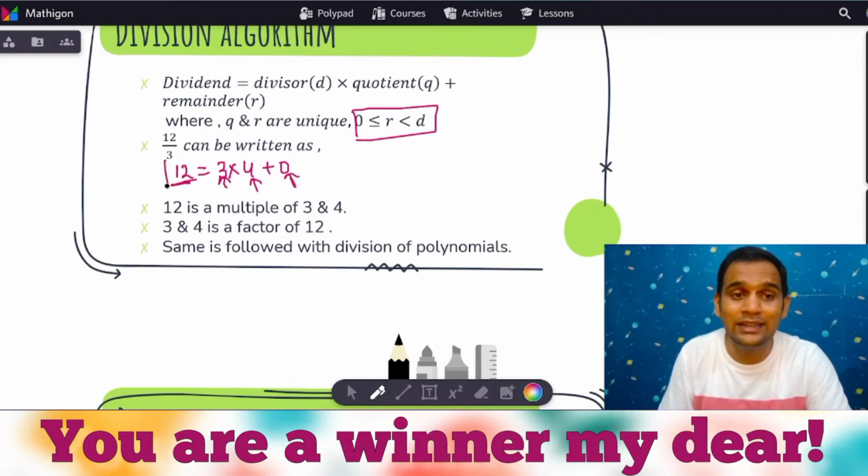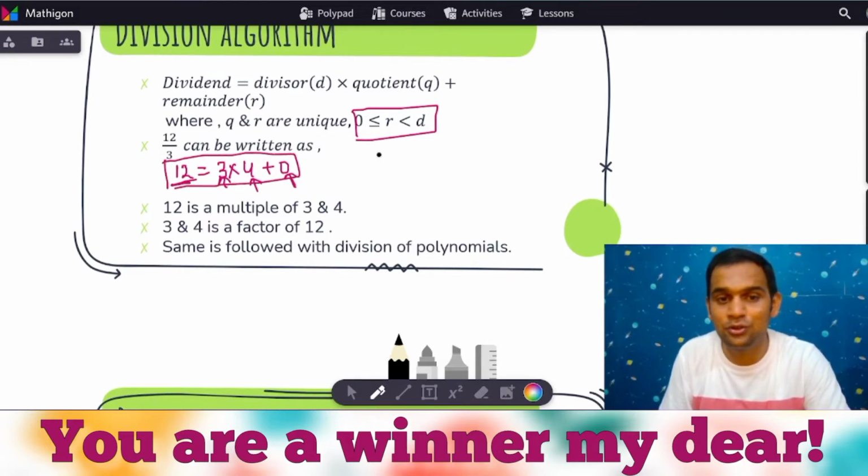Now, once we write like this and the remainder is 0, so I'll write it a little neatly. 12 equals 3 times 4. Can I write it like that? So what is the meaning of that? According to factors and multiples, 12 is a multiple of 3 and 4.